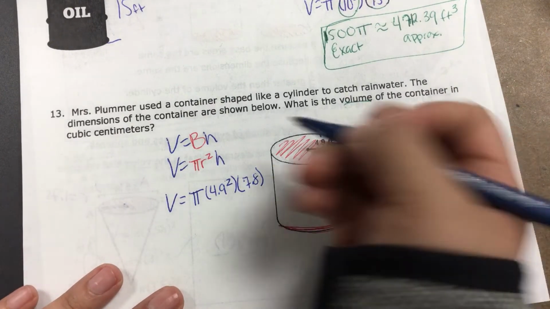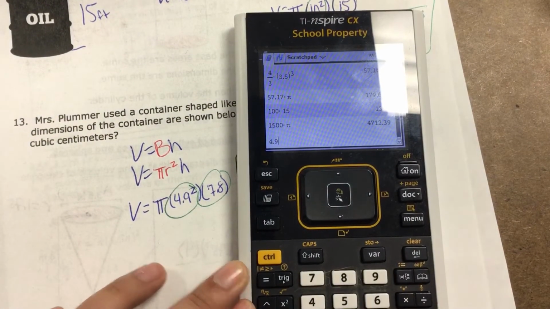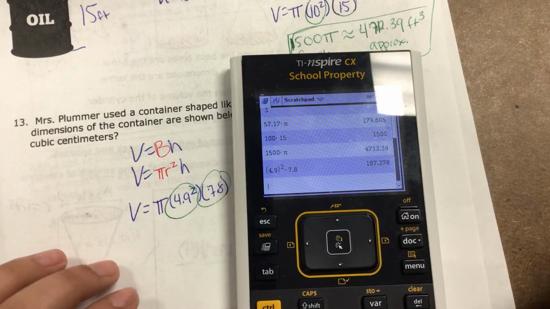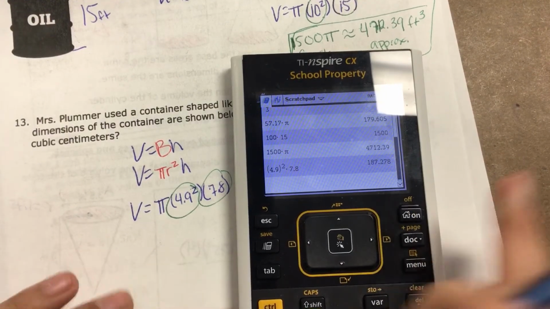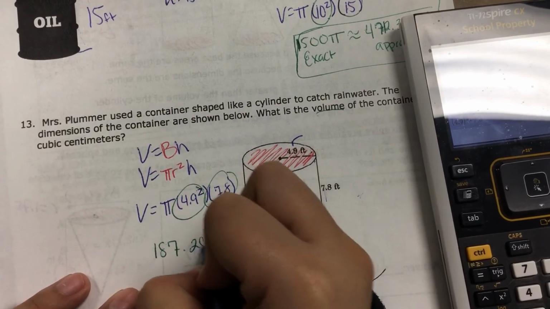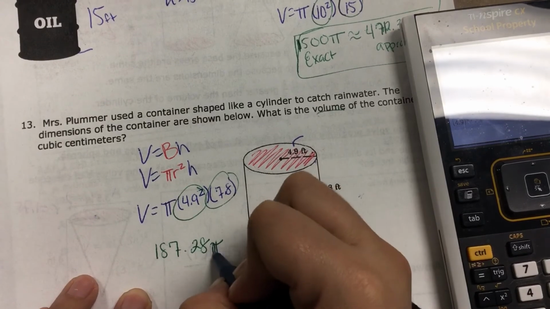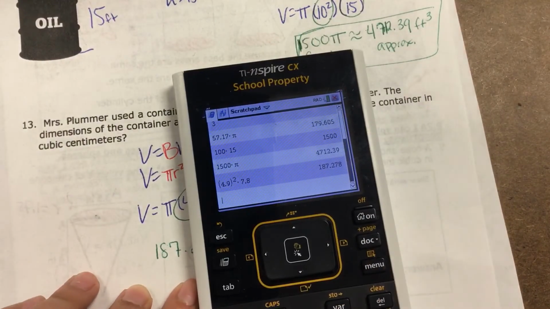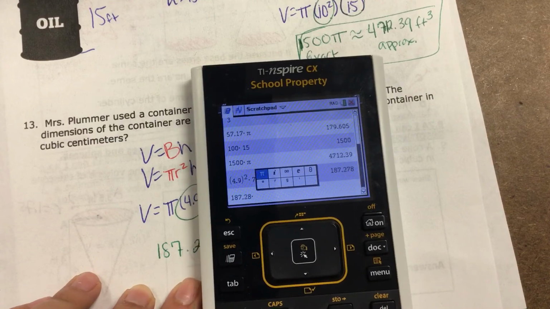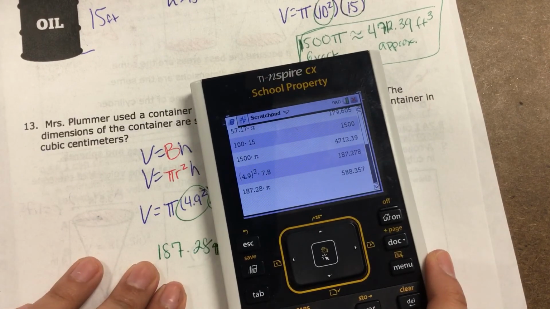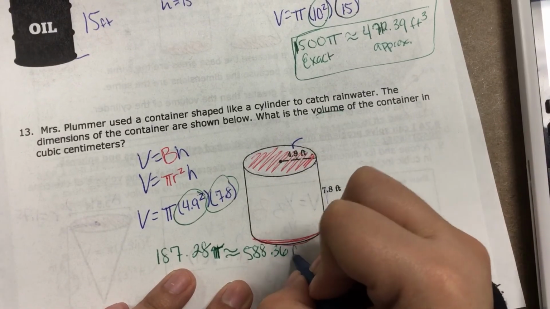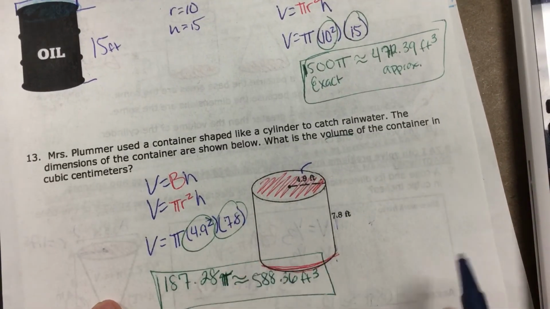So let's go ahead and multiply the numbers that are not pi first. 4.9 squared and 7.8. So 4.9 squared times 7.8. And we end up with 187.28, because that 7 is going to round up. 187.28 pi, because we haven't multiplied by pi yet. Is approximately, now we are going to do 187.28 times pi. We end up with 588.36. 588.36. Our units were feet cubed because we were talking about volume.